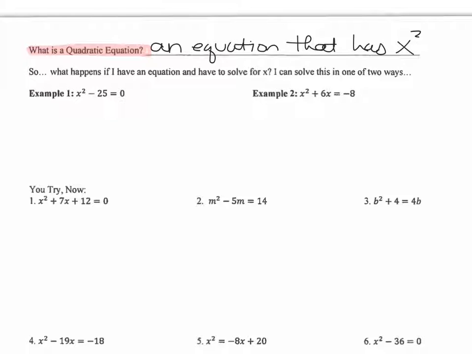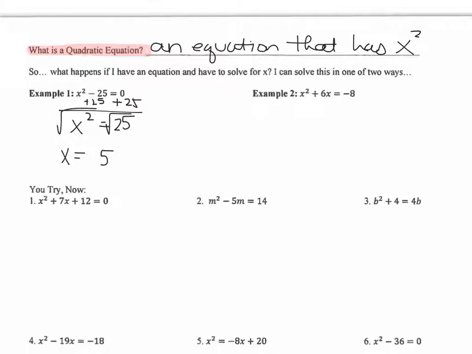So I have two different scenarios and problems in which I have to solve. So I have two examples. If I look at example 1, I want to get x by itself. So if I wanted to get x by itself, what am I going to do first? Well, I would add 25 to both sides. So now I have x squared equals 25. Now what am I going to do to get x by itself? Well, I'm going to square root both sides to get rid of that squared. So x equals 5, right?